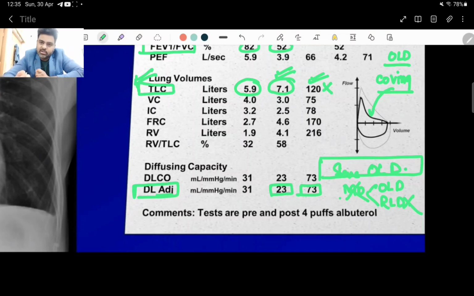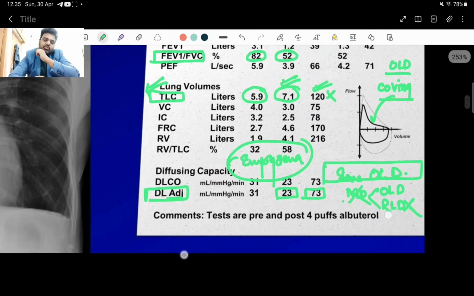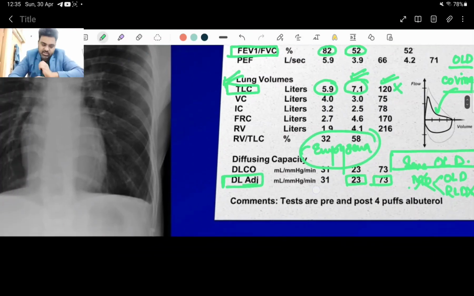Now, in which obstructive lung disease is DLCO decreased? I am again and again repeating, emphysema. That means this patient is having emphysema. So this is how you have to, that's why I was continuously stressing that algorithm. So just by seeing this PFT, you have reached the diagnosis that this patient has emphysema.